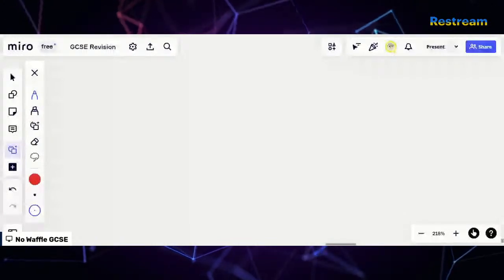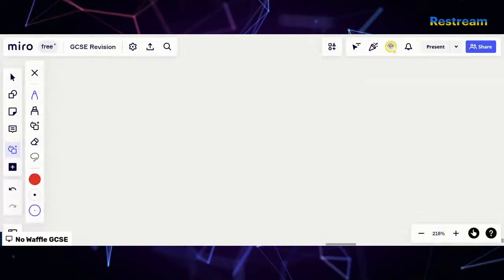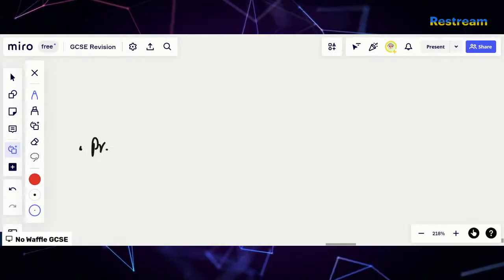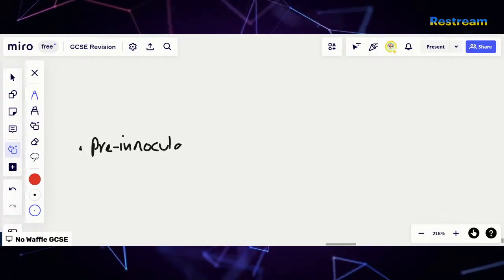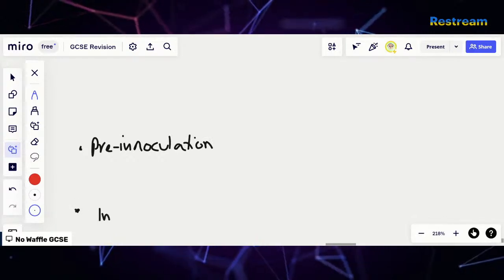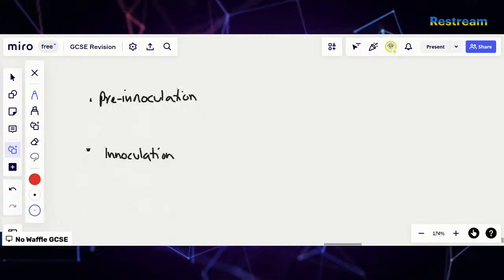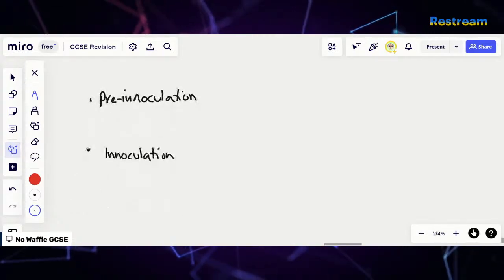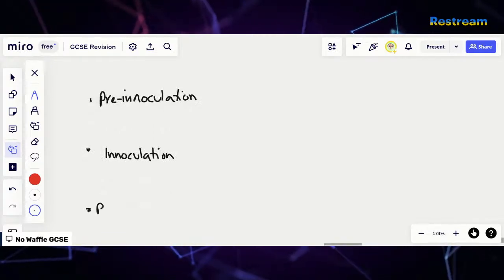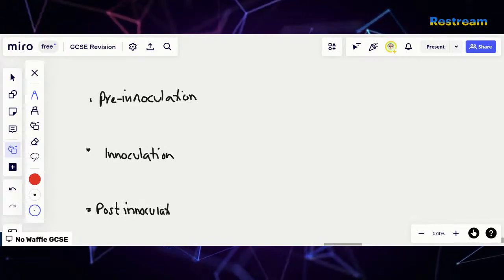So let's look at the first thing. We have the different stages of preparing a bacterial culture. Let's call them, the first one, pre-inoculation. Then we have inoculation, which is when we have the inoculating loop putting the substance onto the petri dish. And then you have post-inoculation, what you do afterwards. So the three different stages.